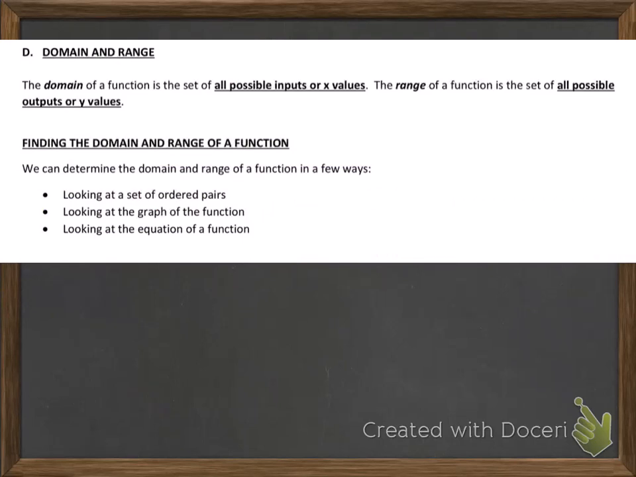Domain and range. The domain of a function is the set of all possible inputs, or x values. The range of a function is the set of all possible outputs, or y values. Finding the domain and range of a function: we can determine the domain and range of a function in a few ways. One, we can look at a set of ordered pairs. Two, we can look at the graph of a function. Or three, we can look at the equation of a function.